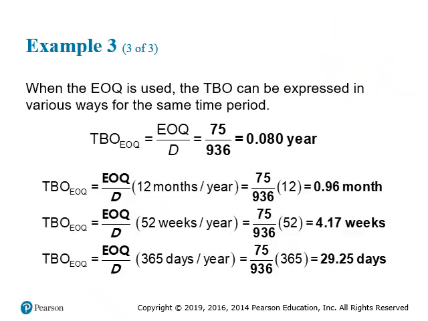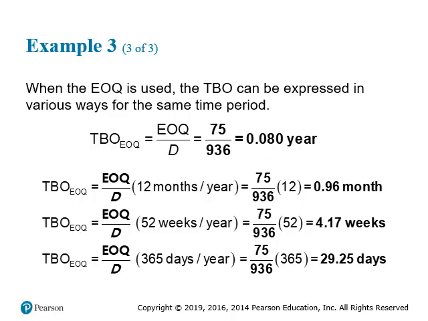Well, what about the time between orders? I told you we'd look at this, and so here we are at the EOQ. We're ordering 75 units. The annual demand is 936 units. So 75 over 936 is 0.08. It says there are 0.08 years between orders.